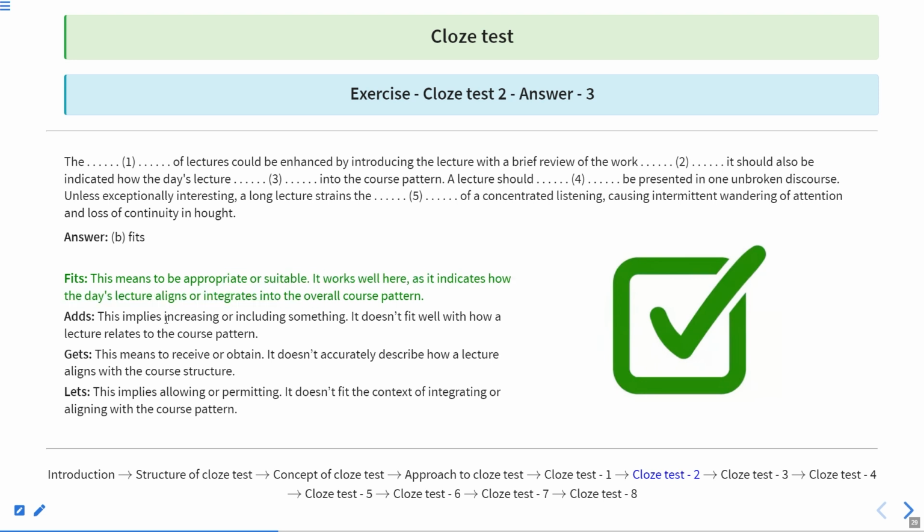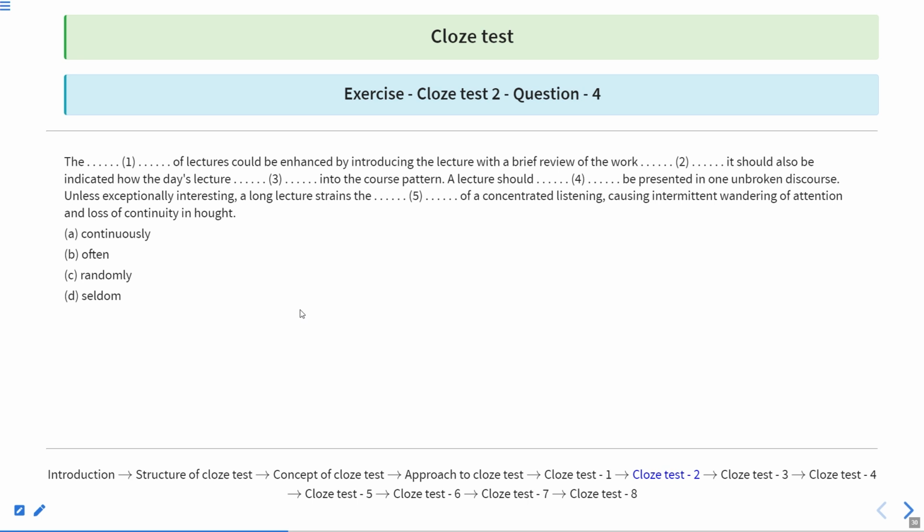It cannot be adds because add means increasing or including something. It cannot be get, which means to receive or obtain. Here we're not obtaining anything. It cannot be lets, which means allowing or permitting. Here again it doesn't make sense because you're not letting something come into the course pattern. It is fitting into the course pattern.